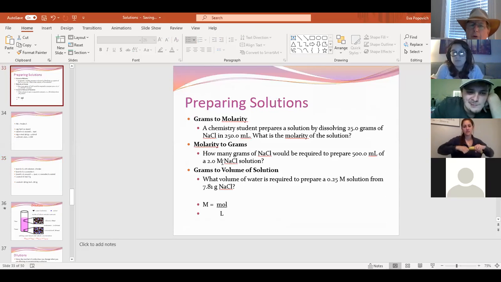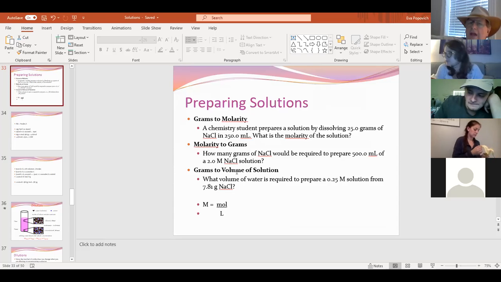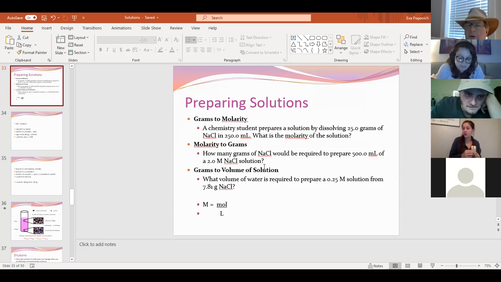We started off the problem: how many grams of sodium chloride would be required to prepare 500 milliliters of a 2 molar solution? What I have to realize when I'm looking at this problem is that I've got a volume and a concentration, so I can get moles. I also have the molecular weight, so I can multiply the two of them to get the grams.